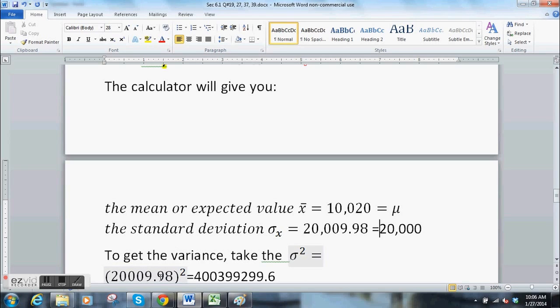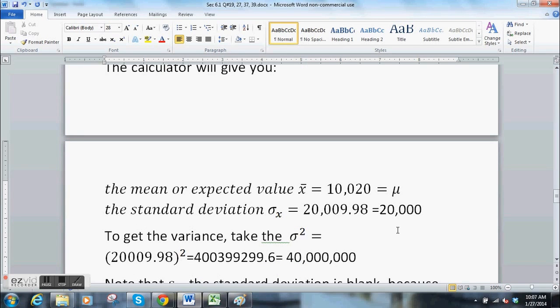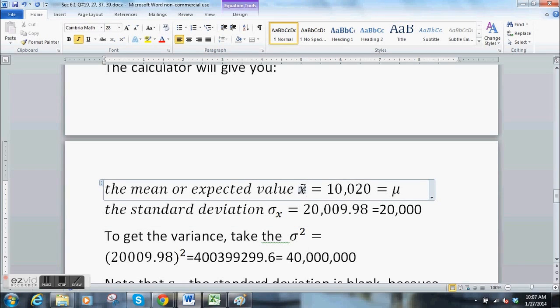Again, your book gives you 40, 4, 5, 6, 7, 8, like that. I'll add the commas. I think this is 40 million because of the rounding errors. But essentially what you want to do is enter the data into the calculator. This x bar is also the mean, it's also the expected value, and then the book gives you the standard deviation, and then you use that to get the variance.